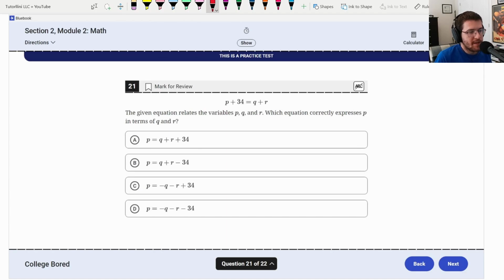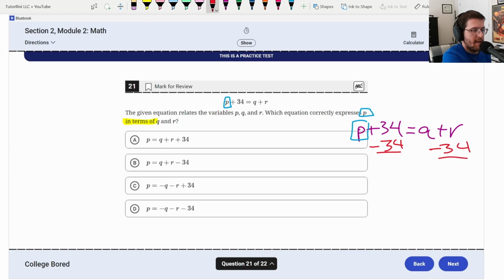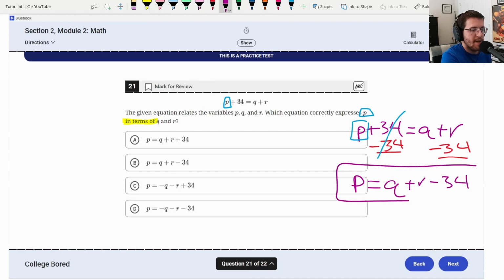Okay, question 21. This is a literal equations question. Wherever it says in terms of, the thing that comes before that is what we want to get by itself. And so we're going to get this one by itself. And really the only thing on the same side as the P is the 34. So we're going to move the 34. The opposite of addition is subtraction. We're going to subtract 34 from both sides. And these go away. And we get P equals Q plus R minus 34. And that pretty much exactly resembles answer choice B.